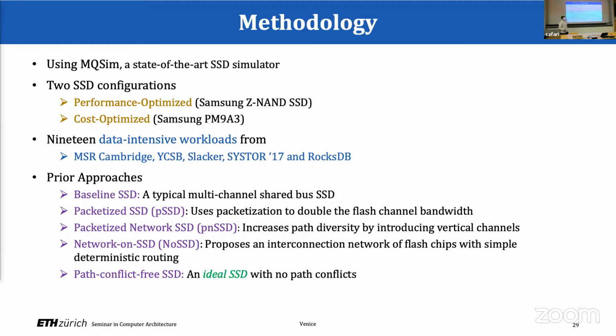And we use 19 data-intensive real-world workloads to test those configurations, and then we compare with the previously presented works: the baseline SSD, the packetized SSD, the packetized network SSD, and the network-on-SSD. And at the end, of course, the path-conflict-free SSD, which has separate channels for each flash chip so that no path conflicts occur.